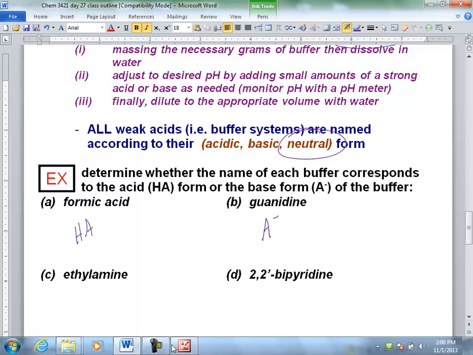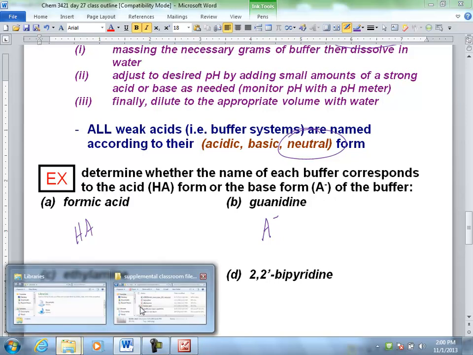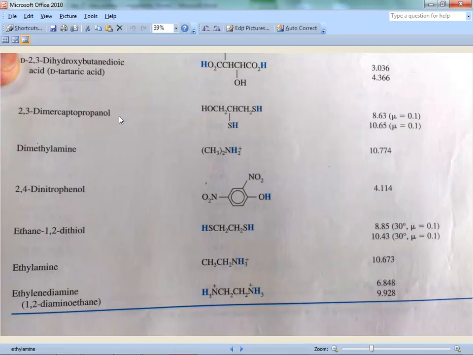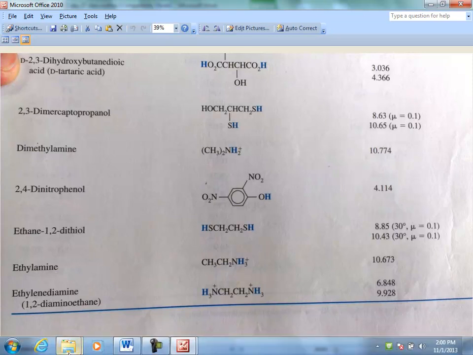Okay. Ethylamine. Does that make sense, Daisy? Ethylamine. Okay, find ethylamine on the bottom and write down whether it corresponds to the conjugate acid or conjugate base form. Corresponds to the base. Good, the base.